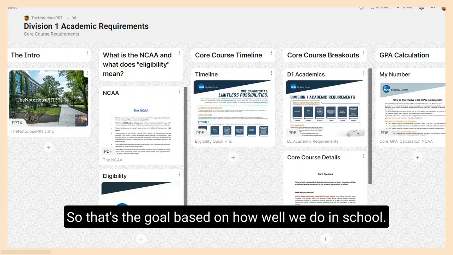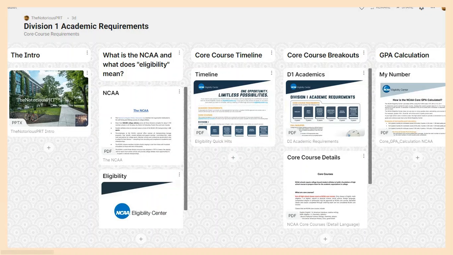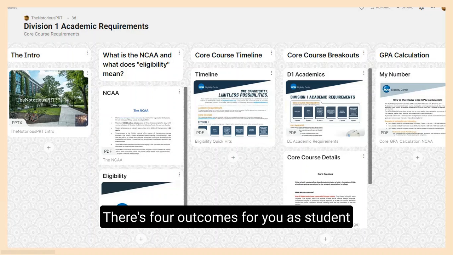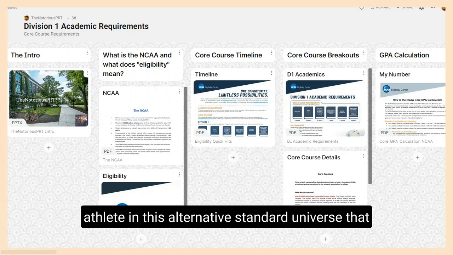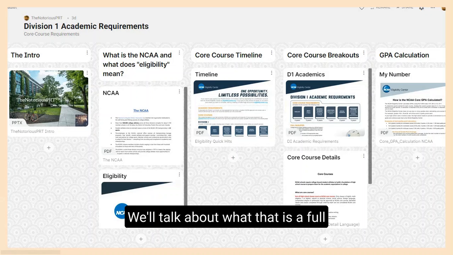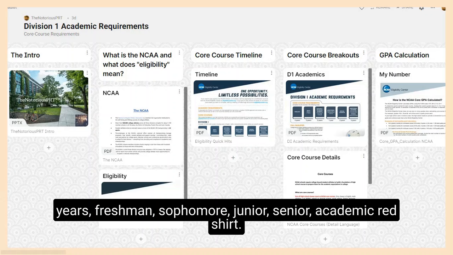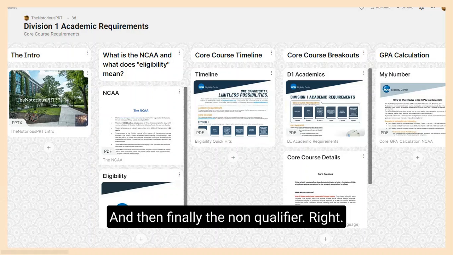So that's the goal. And we know, based on how well we do in school, and we're going to put it out there that we're going to do well, there's four outcomes, right? There's four outcomes for you as a student athlete in this alternative standard universe that we're in now for eligibility. One is an early academic qualifier. We'll talk about what that is. A full qualifier, which is meeting the requirements over 4 years, freshman, sophomore, junior, senior. Academic redshirt, and then finally the non-qualifier, right?